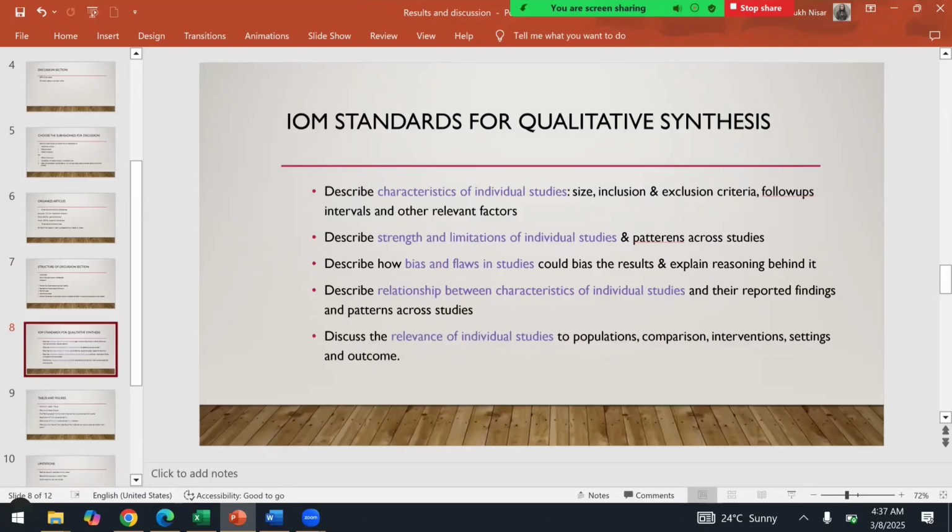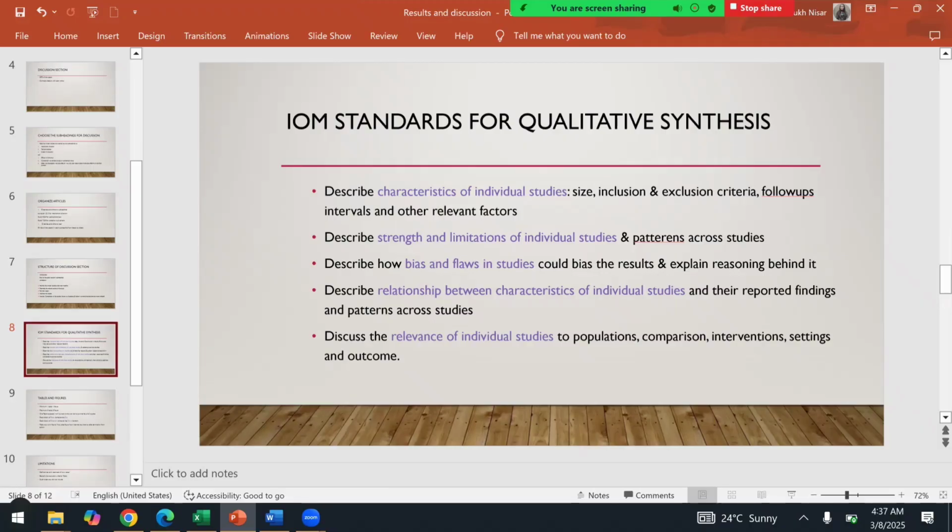So these are the standards for writing the discussion section. Characteristics of individual studies that I already told you, like population, number of patients, inclusion and exclusion criteria. So when you make a table of the study characteristics, you can also write inclusion and exclusion criteria of each study. And then strength and limitation of each study. You can also add this in the table, strength and limitations, or any bias and flaws in your finalized articles, relationship between individual studies and relevance of studies to population comparison, intervention, etc.